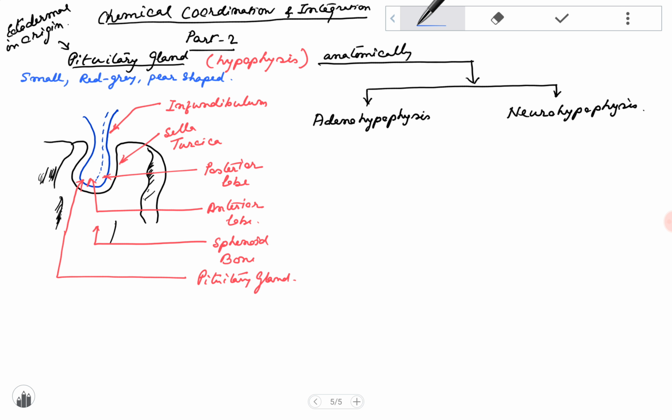So this adenohypophysis comprises 75% of the pituitary gland. One more thing, let us write it here: it comprises 75% of the pituitary gland, and it is highly cellular and vascular.